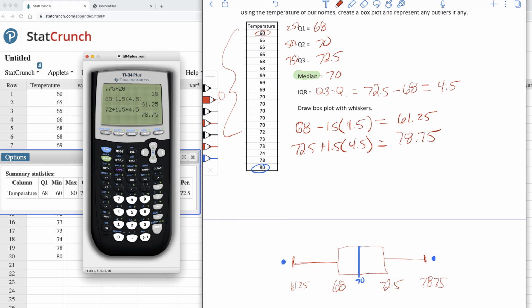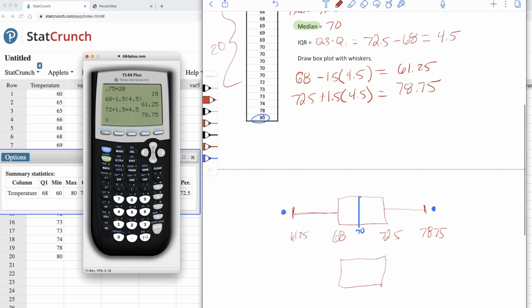Now, if we did not want to include the outliers, the only difference in how our box plot would look would be like this. Draw the rectangle, draw the median. I would make the whiskers come all the way out to the minimum and maximum. And that would be the difference. This one doesn't show the outliers. This one up here shows the outliers. So a lot of times you just check to see what it's looking for. I like to have it showing the outliers if there are any. It's very easy to do.